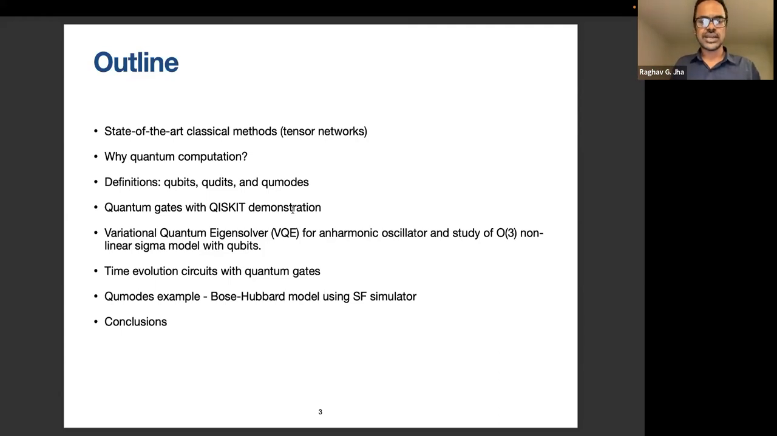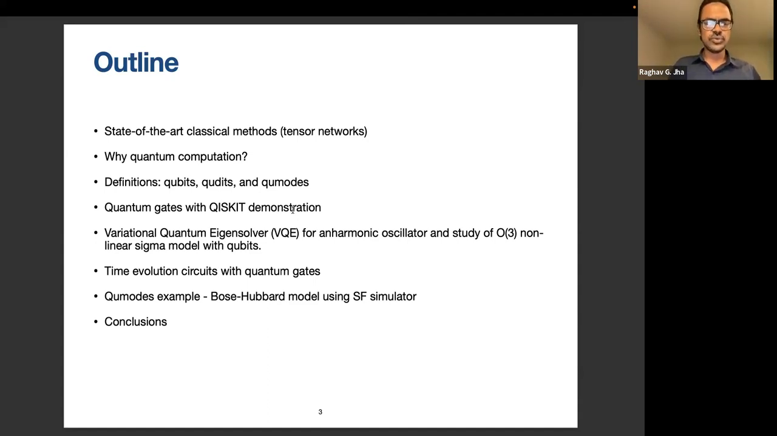Then I'll talk about a classical-quantum hybrid algorithm, which is known as the variational quantum eigensolver, and show you an example for a very simple system, a harmonic oscillator, and then also show you some recent work done by other groups on studying the two-dimensional nonlinear sigma model, the O(3) model, with these qubits.